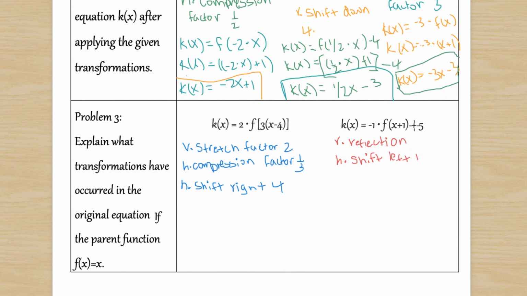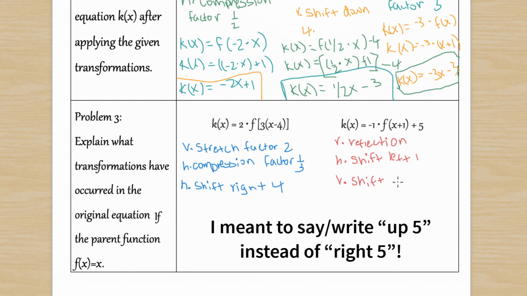The last one I see is a +5 outside of the parentheses, so that indicates a vertical shift. And remember, with vertical stuff, it's pretty straightforward. So since it's a +5, the positive direction is up. So it's going to be a vertical shift up 5. And so that gives us all of the transformations that are occurring here.